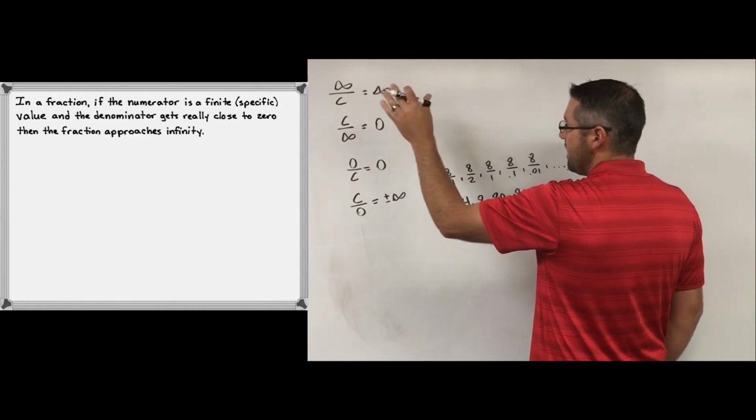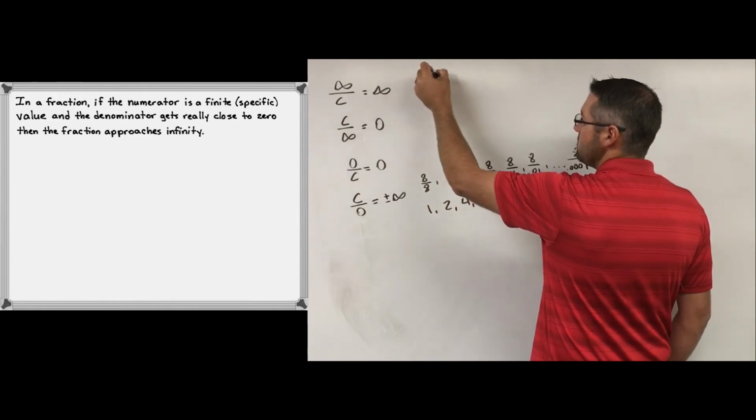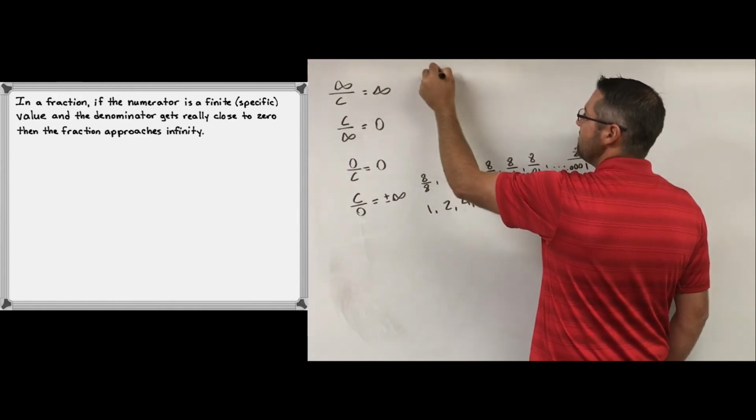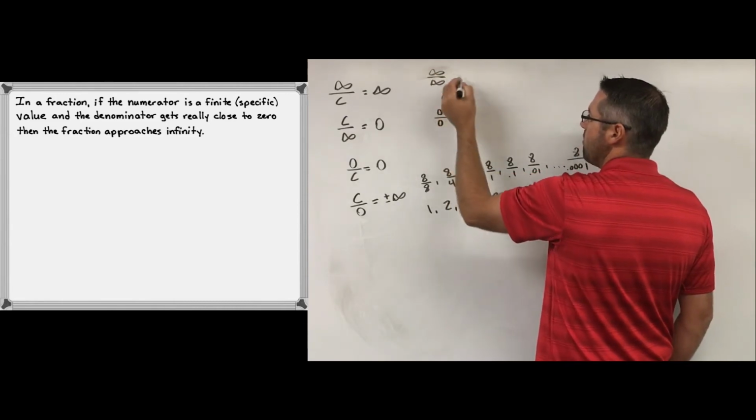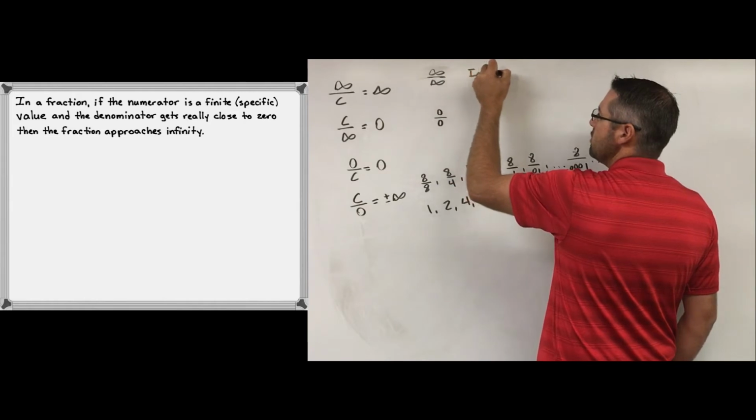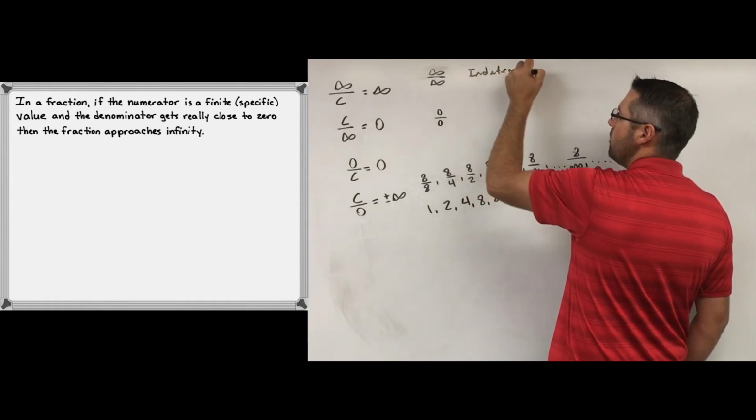Now, just as a side note, because I want to make sure you're good with this, remember, infinity over infinity and 0 over 0 are both indeterminate. And why was that?